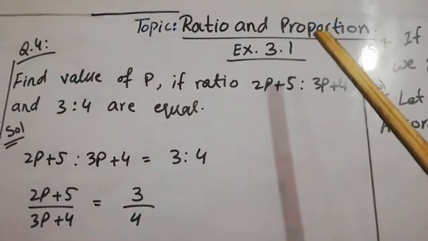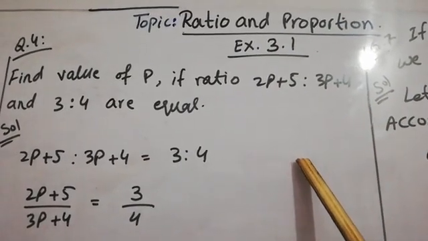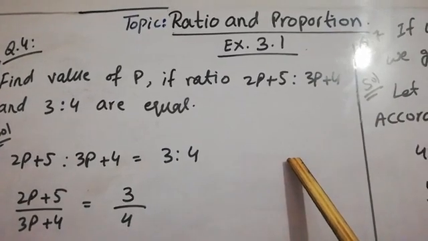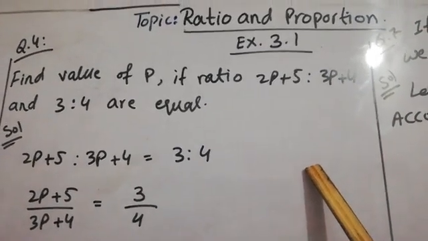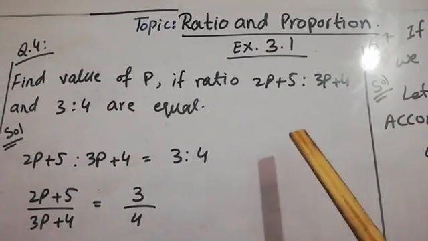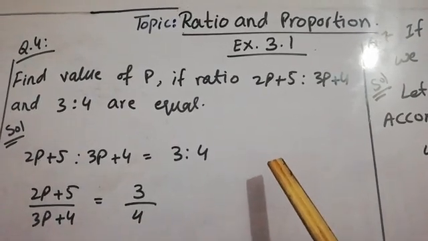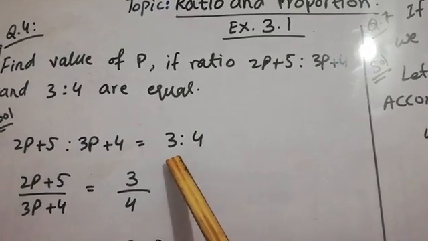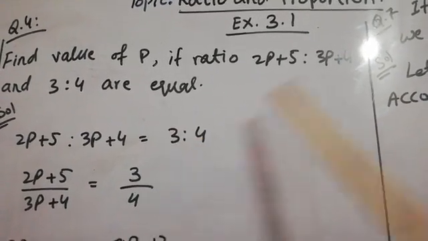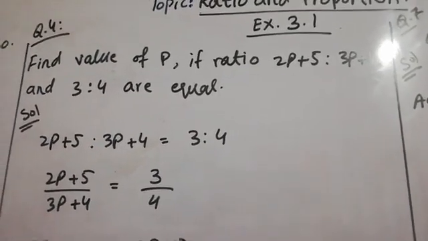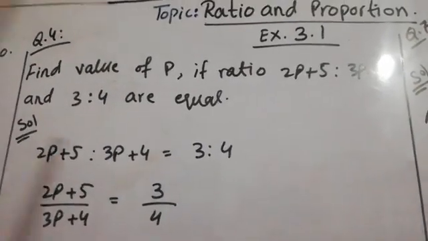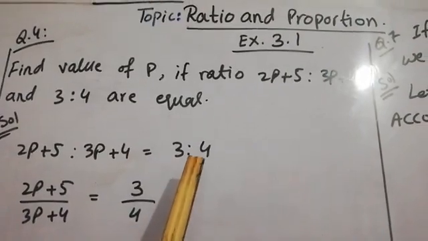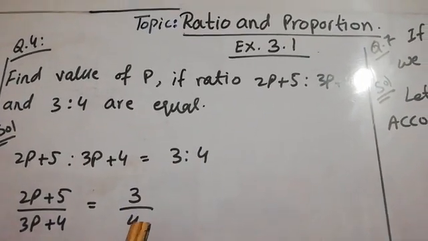Ratio actually is the relationship between two similar quantities, the same kind of quantities, meaning their units will be the same. This is the relationship between two same kind of quantities, like this one, 3:4. These two dots indicate the symbol of the ratio. We can write the ratio in fraction form also, like this: 3:4 can be written as 3/4.